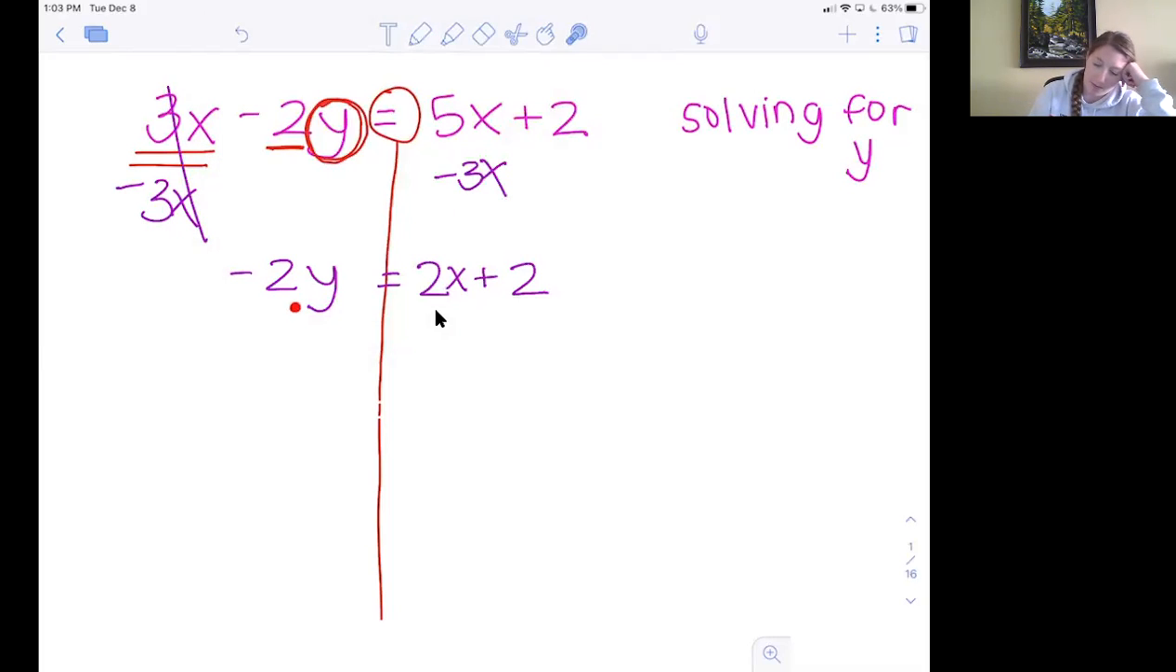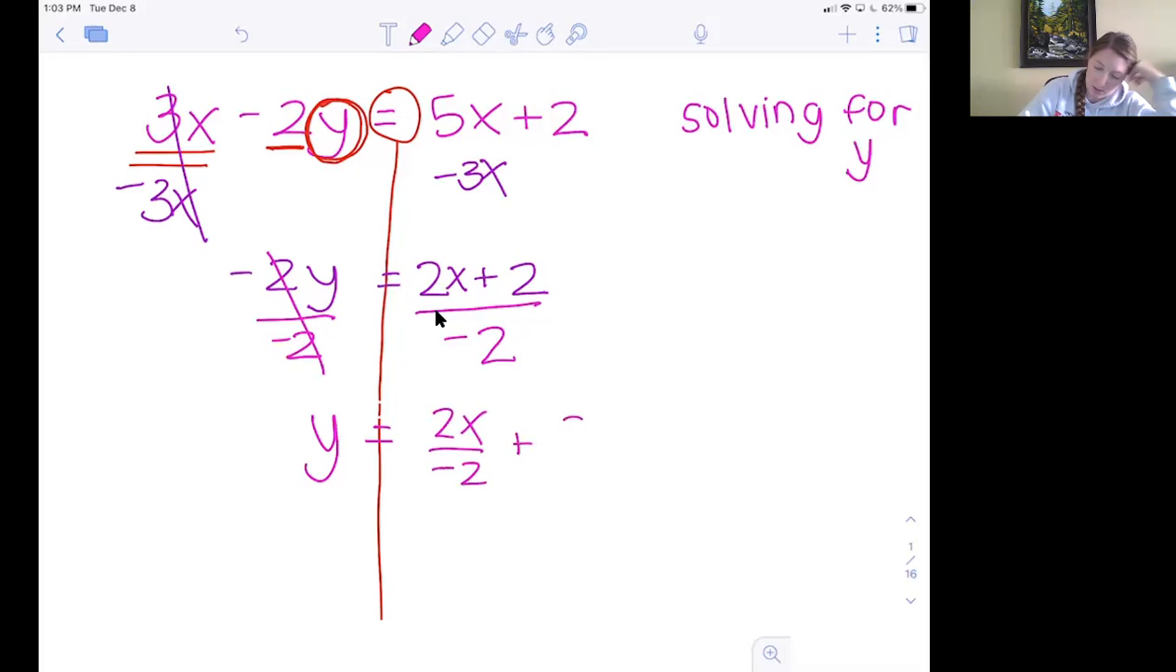Now I have to deal with this negative 2. And this negative 2 is being multiplied by the y. It is touching it, it is attached to it, so I need to divide by negative 2. What I do to this side, I have to do to the other side. So I'm left with y equals negative 2x divided by negative 2 plus 2 divided by negative 2. And I can simplify this to be negative x minus 1. And that's my answer.